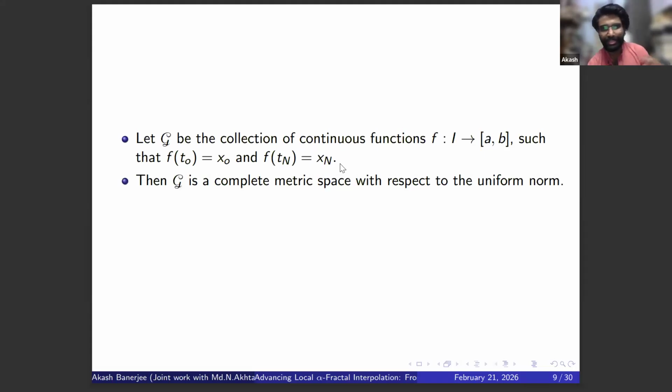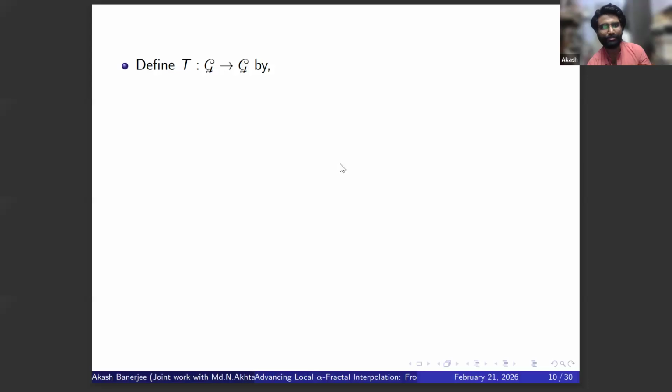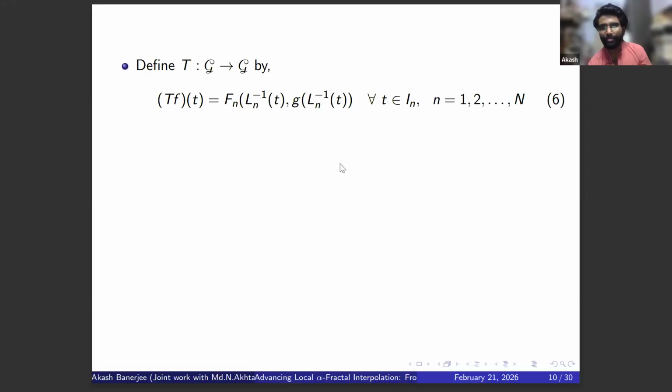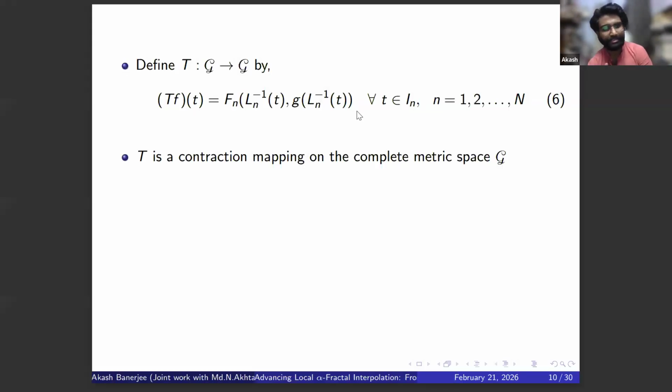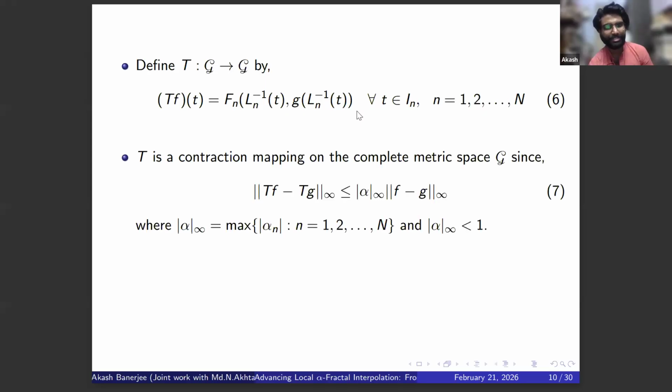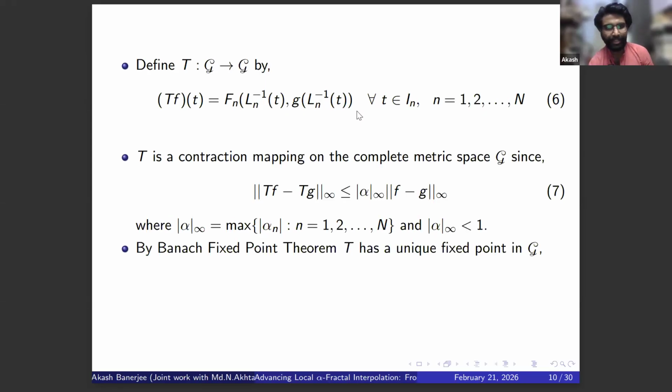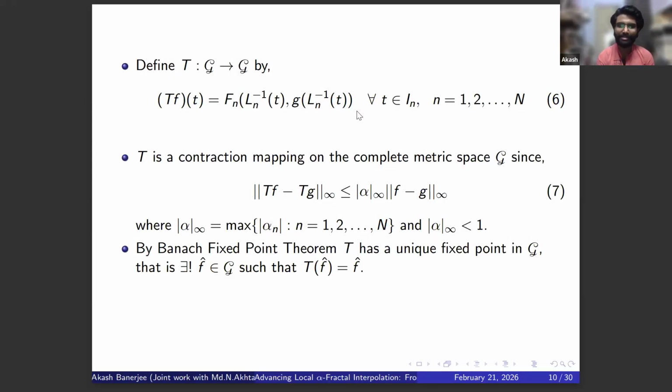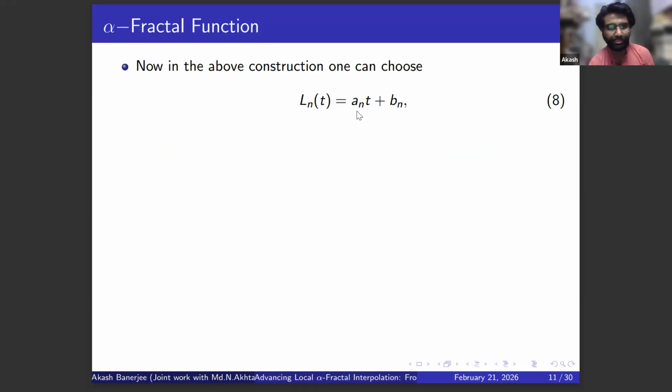This space becomes a complete metric space with respect to the uniform norm, and we can define a particular operator, known as the Read-Bajraktarević operator. This operator in this case is defined like this, and we can show that this T is a contraction mapping on the complete metric space with respect to the uniform norm. And by Banach's fixed point theorem there will be a unique fixed point, and this particular fixed point is exactly that h that we have seen earlier, that is the fractal interpolation function.